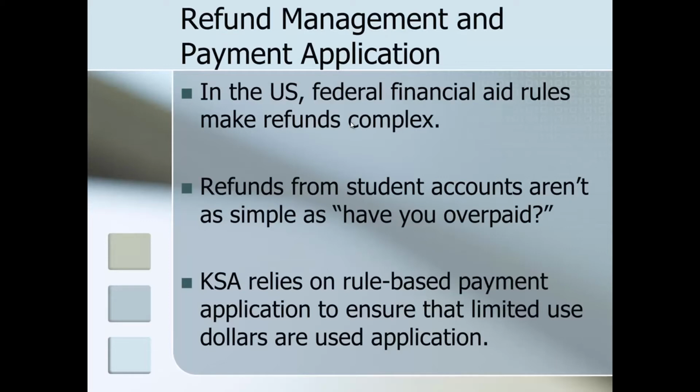The refund management system relies on that payment application system that I mentioned to you before. Again, with these US federal financial aid rules, we've got a rather complicated system of what it means to have to give a student a refund. You can end up in a situation in the US whereby there may be $20,000 worth of financial aid on the account and $30,000 of charges, but if you're not allowed to apply that financial aid to those charges, you actually have to write the student a check. And you may actually be in a situation where you're writing the student a check for $10,000, even though the student owes you $15,000. So the refund management system of KSA is based on this use case of you can't just look at whether or not the student's overpaid.